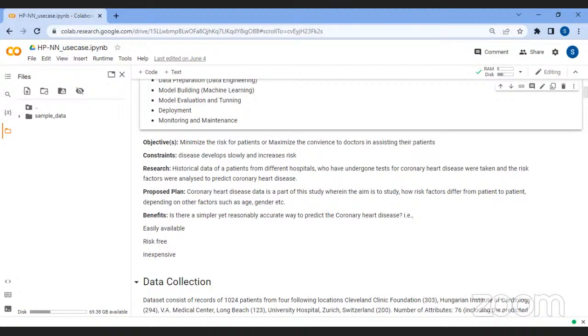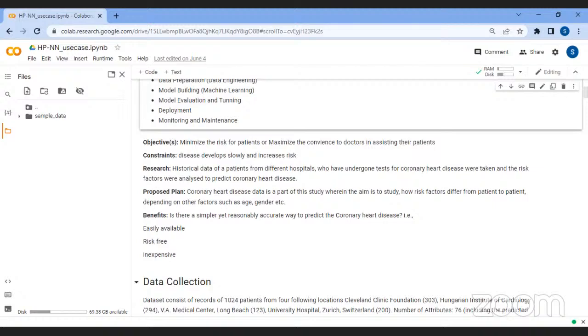In the research, we have the historical data of patients who have undergone tests for coronary heart disease, and the risk factors were analyzed to predict coronary heart disease. The proposed plan is that the coronary heart disease data is a part of a study wherein the aim is to study how risk factors differ from patient to patient, depending on other factors such as age, gender, etc.